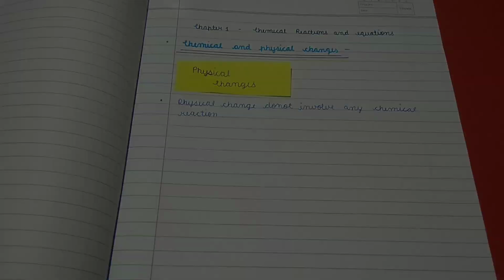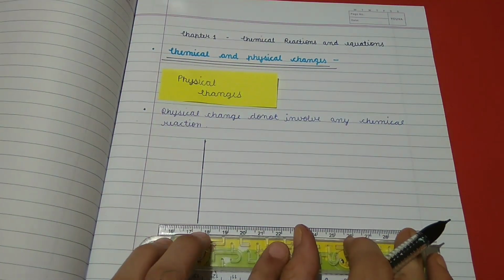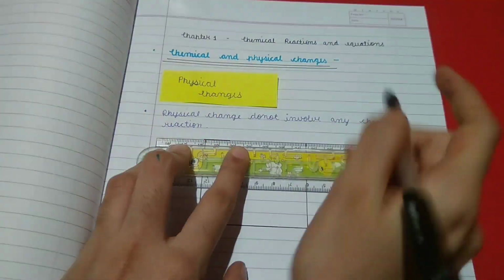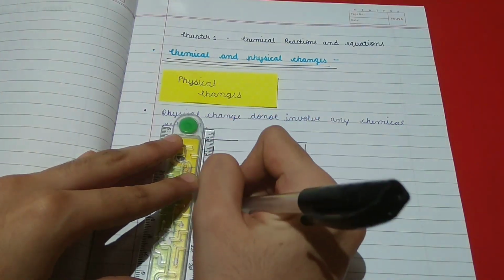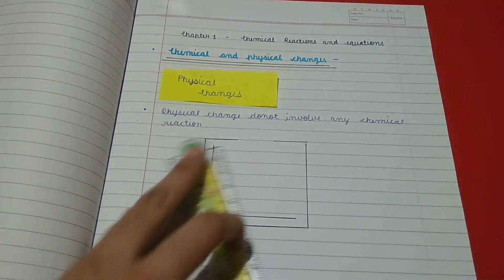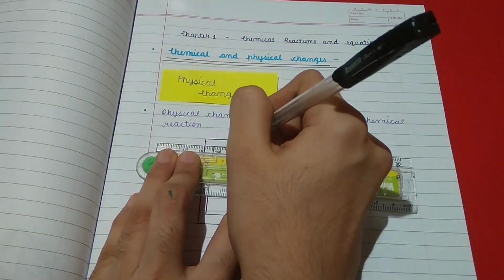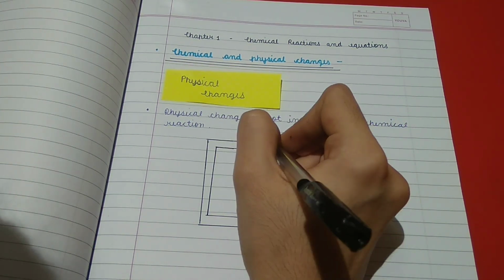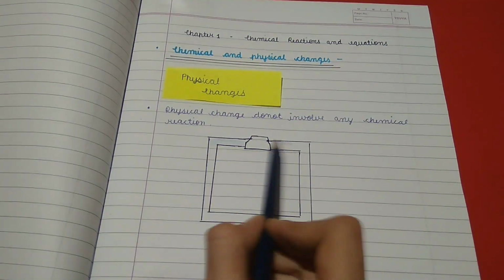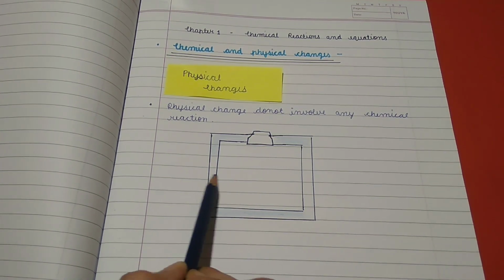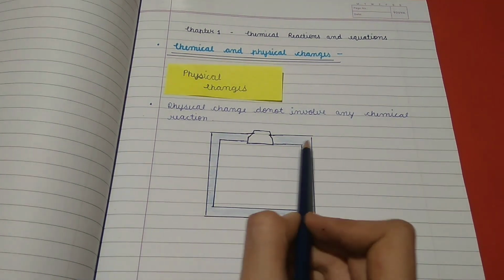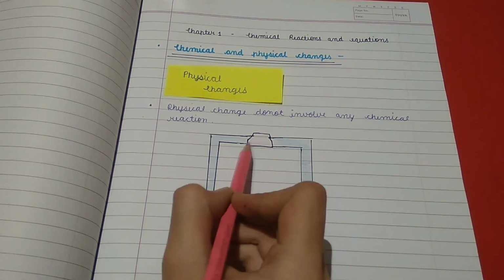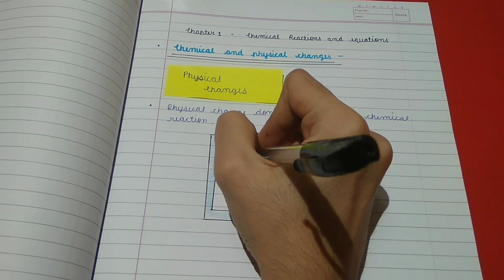So after writing the definition, I just write some examples, and for writing examples I'm just making this box. And now I am just coloring it with a blue color pencil. And now I'm just going to write the examples.